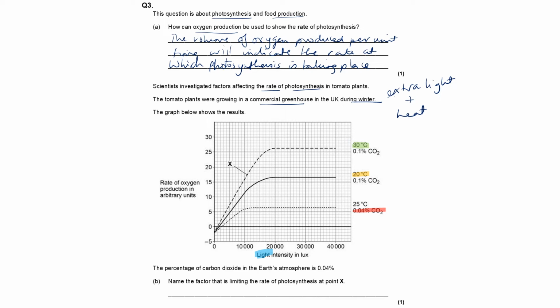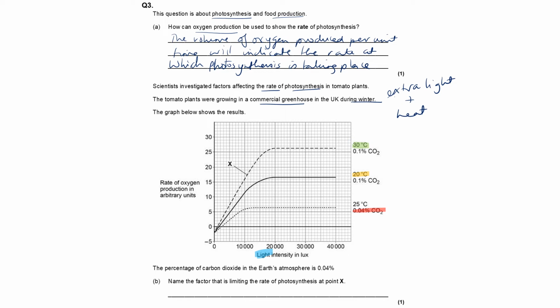Scientists investigated factors affecting the rate of photosynthesis in tomato plants. The tomato plants were growing in a commercial greenhouse in the UK during winter. The graph shows the results. Now, the fact that they've said during winter in the UK, I know they're going to need extra light and extra heat at a minimum because we have less of that during the winter.